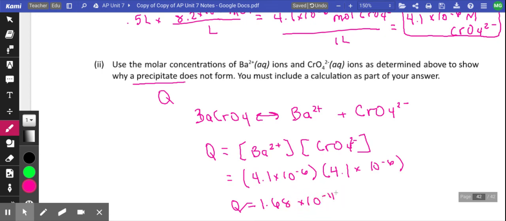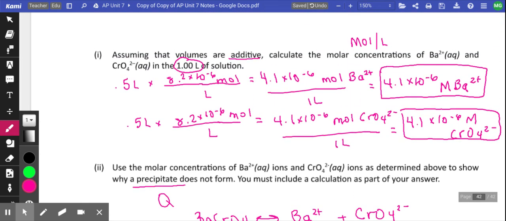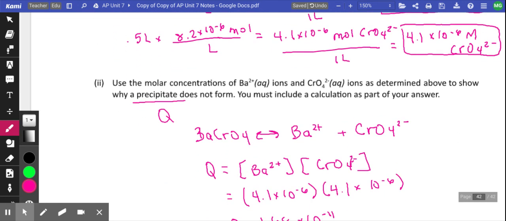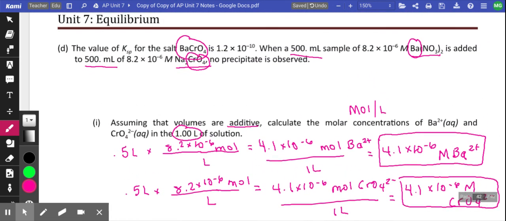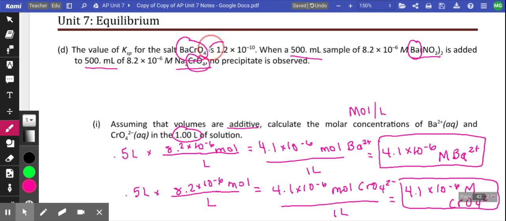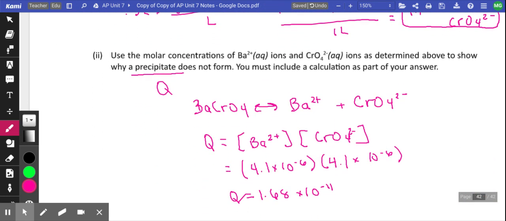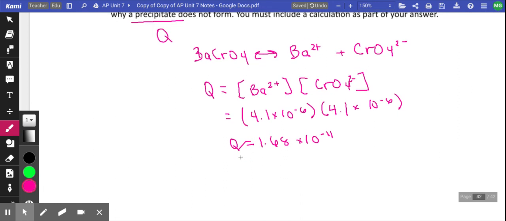If I compare that to my KSP, which I'm given right here, the KSP is 1.2 times 10 to the minus 10. Well, this 1.68 times 10 to the minus 11 Q is smaller, so Q is less than my KSP. A precipitate can only form if Q is greater than KSP, so no precipitate will form here.